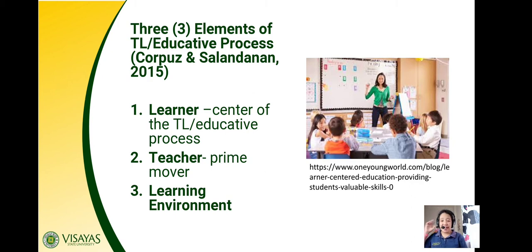Then we have here the second, the teacher. So the teacher is considered as the prime mover of the educative process because he or she directs and facilitates the whole process. And the third one is the learning environment. So learning environment, it could be physical or psychological, and this is where the interaction and transfer of learning between the teacher and learner occurs. So we have here again the 3 elements of the educative process: the learner, the teacher, and the learning environment.